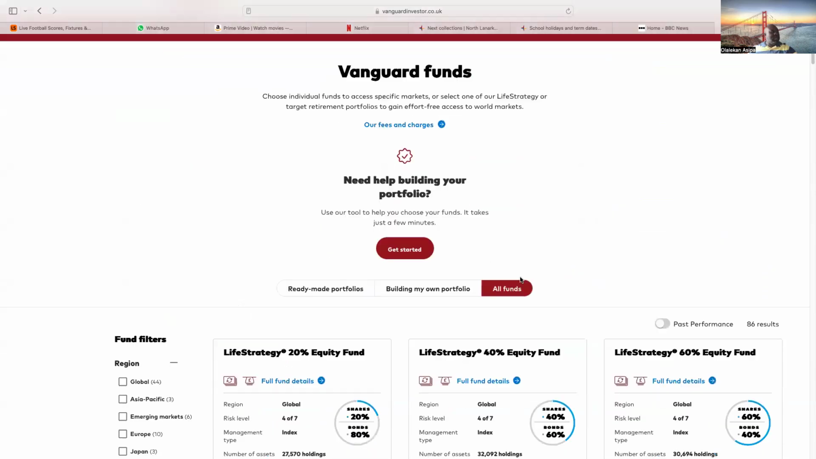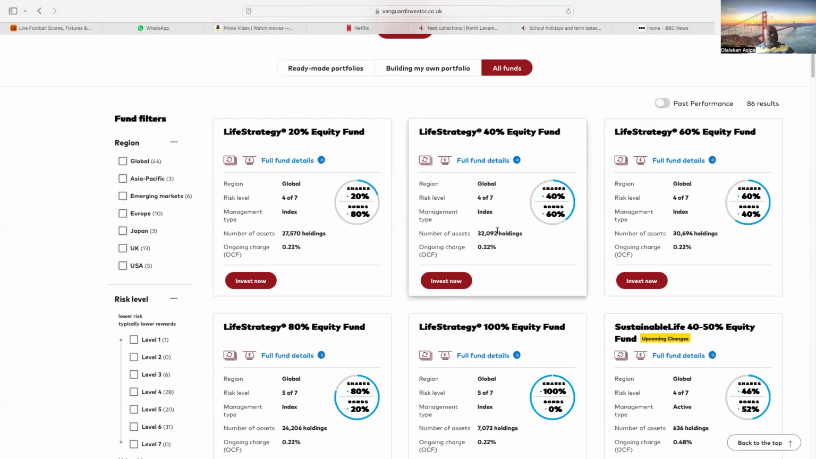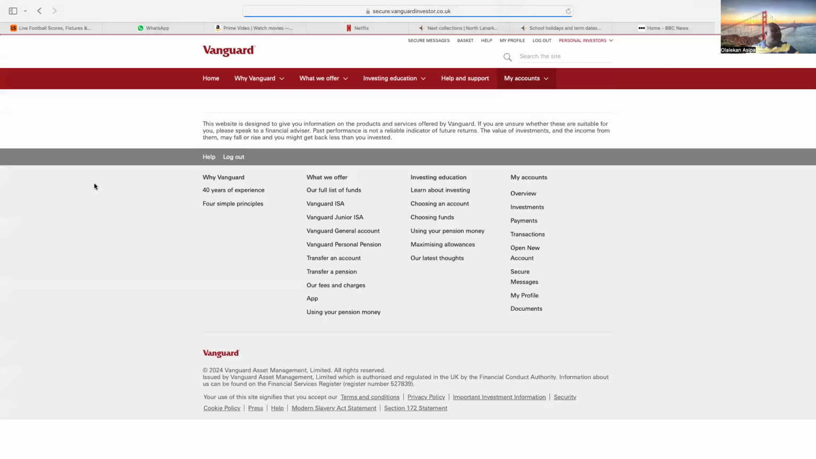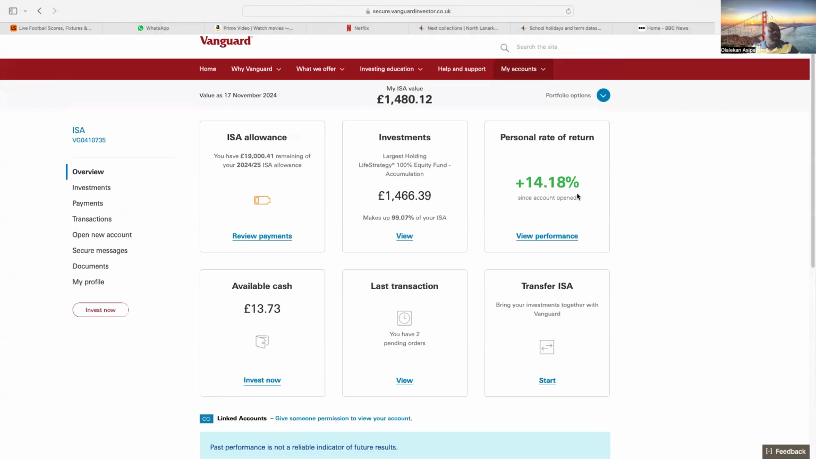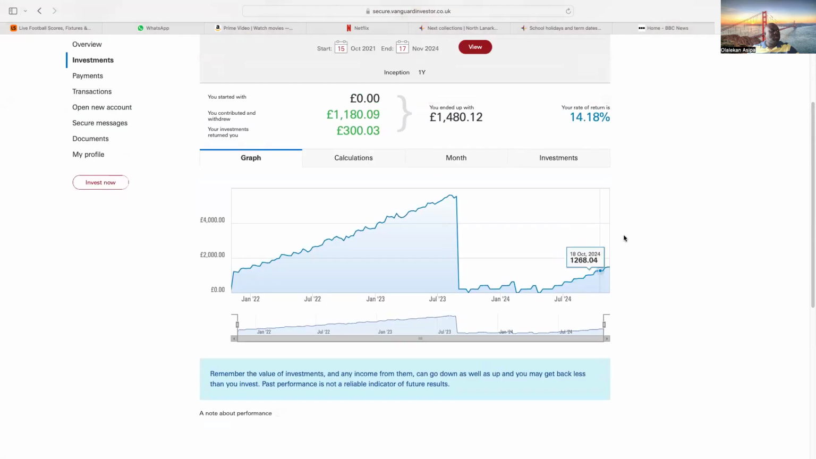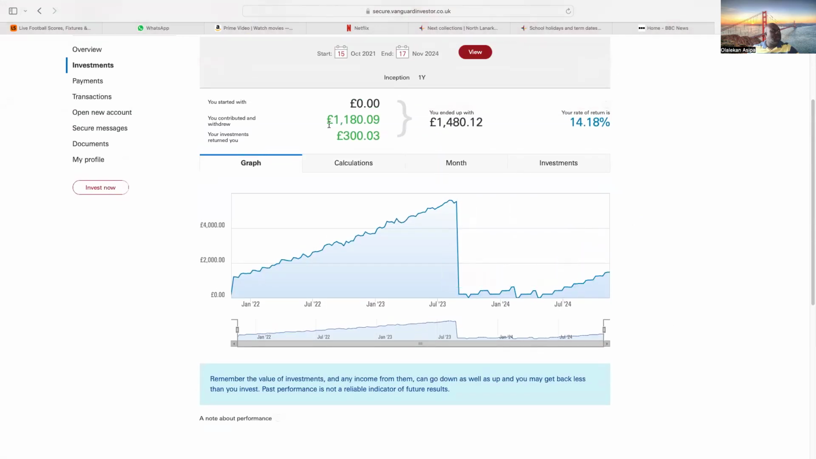But if I go straight into my own account right now, this is the Life Strategy fund. As you can see, it's showing green 40%. Once you go into your dashboard, this is the first thing you see to show you that you're not in negative, you're in positive, and it is green. If you see red, that is not good. So just going straight in, right now I've got about 1,180 invested, and I've returned about 300, which is not bad at all.